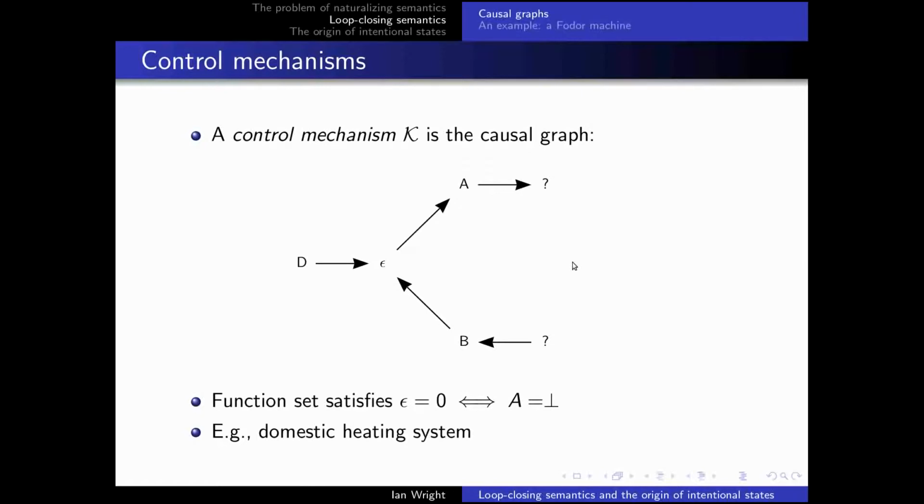Now in what follows, I will work up to understanding what intentional properties control mechanism K may instantiate. So I'm simplifying and avoiding talk about agents or minds, and instead focusing on the simplest possible causal structure that might support intentionality. Later this may form the basis of some kind of compositional semantics. So this is a bit abstract, so let's consider an example.